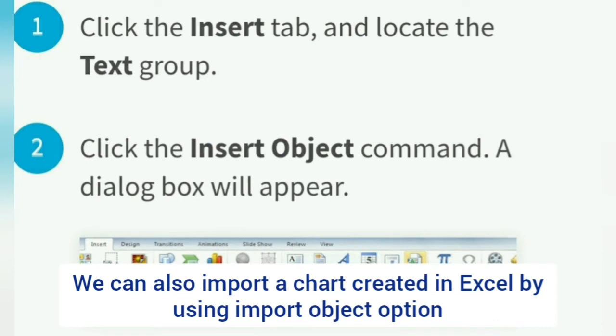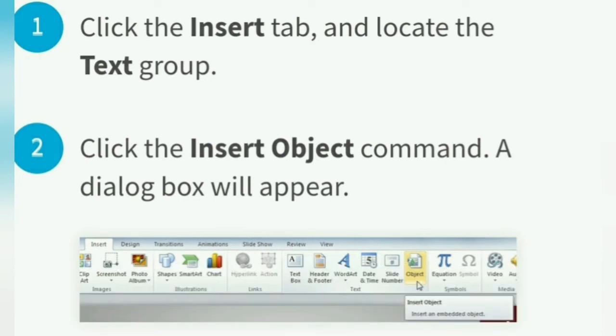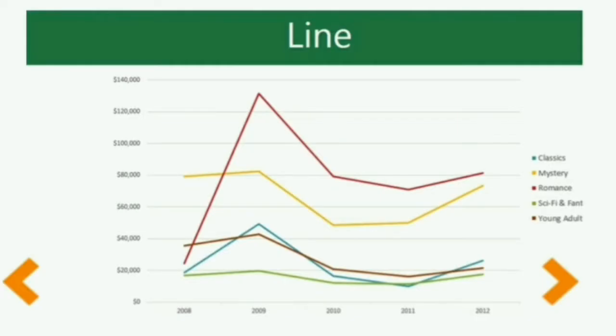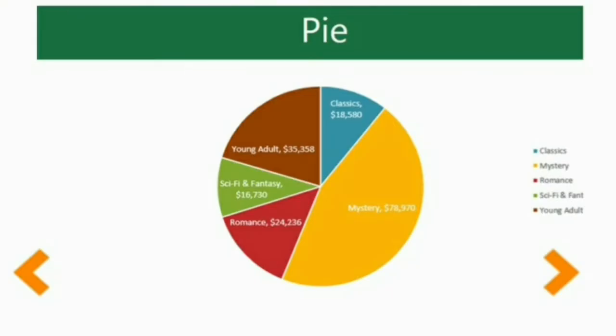Let's now discuss the types of chart. First type of chart is the column chart. It uses vertical bars to represent data. When you have to do comparison of information, we use a column chart. Second type of chart is the line chart. A line chart is used to show trend or change in data over a period of time. Third type of chart is the pie chart. A pie chart is used when we want to show components of a whole thing or parts of a whole thing.